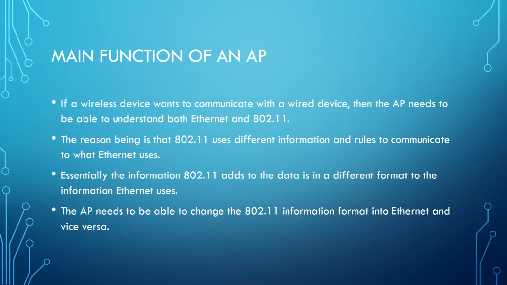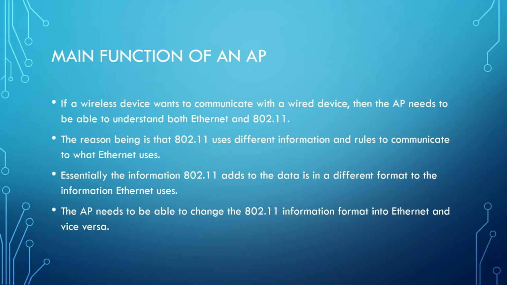The reason, and this is very important, is that 802.11 is a different set of rules to communicate with. Because of that, it uses different information to allow communication within a wireless network. 802.11 still uses MAC addresses, however the actual information added to this data is going to be in a different format, not the same format as Ethernet. Because of that, if we just took data formatted with 802.11 information and sent it to a device with a wired connection to a switch, first of all, the switch isn't going to know where to send that data.